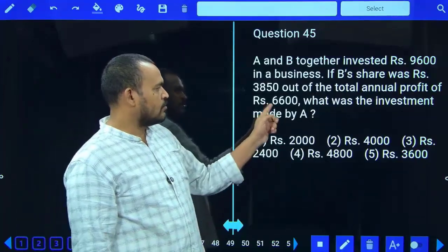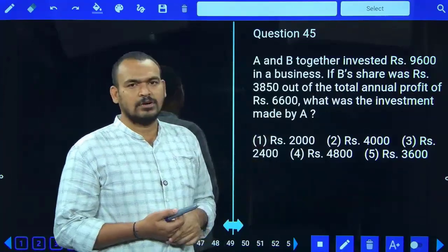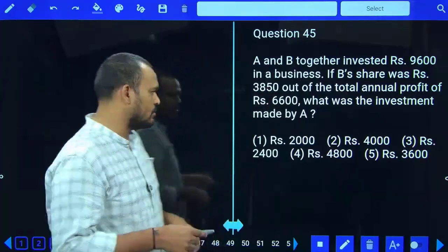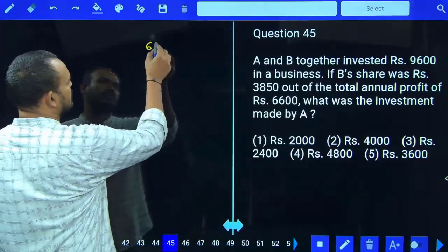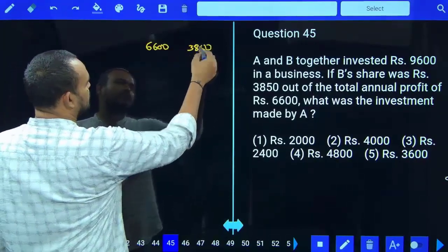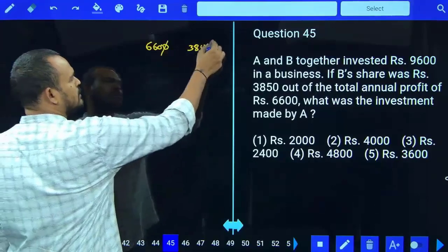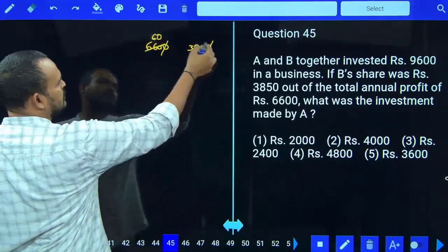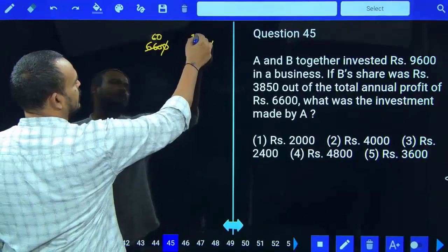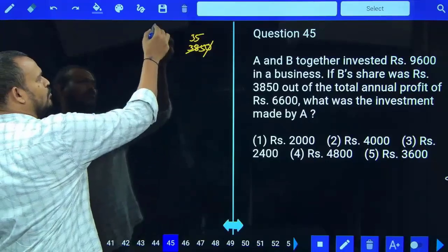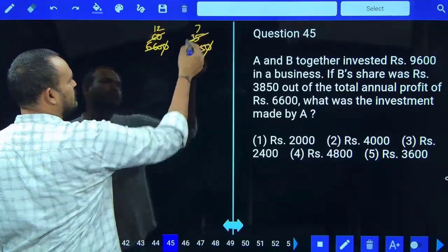First of all, the total profit of the business is how much? 6,600. In that, B's profit is 3,850. First 0 cancel. 11 how many times? 6 times. 11 how many times? 3 times. Again 5 times. 60 is to 35. Again 5 how many times? 12. And here 5 is 7 times.